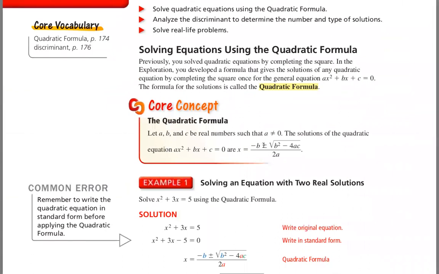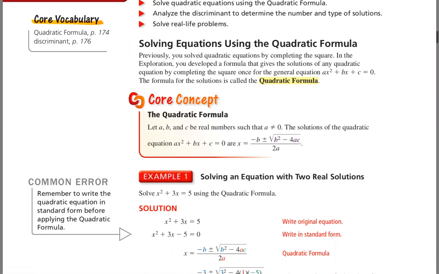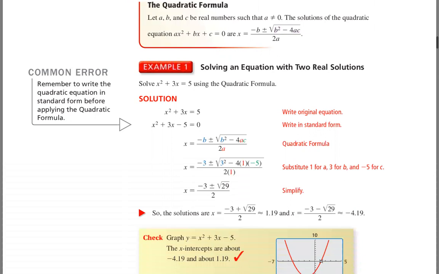It's negative b plus or minus the square root of b squared minus 4ac, all over 2a. Now, I think it's going to talk about that here in a little bit, but this part right here that I just highlighted, that's called the discriminant. Okay, and later on, the discriminant is going to tell us some things. You can already kind of figure out what type of solutions you're going to have just by what type of number that is.